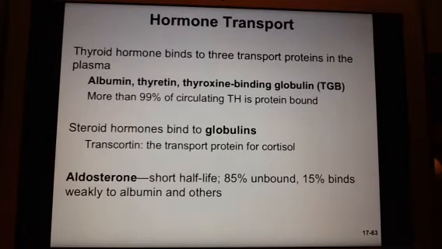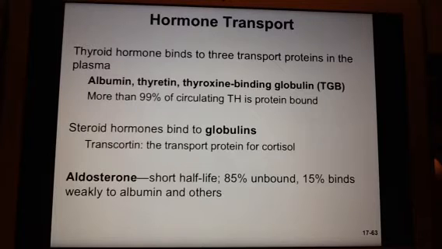I'm not really picky that you memorize these three. Thyroid hormone has three transport proteins that it rides along with: albumin, thyroxine, and thyroxine-binding globulin. But more than 99% of thyroid hormone is protein bound, so that means it's riding on a transport protein. Steroid hormones usually bind to globulins.